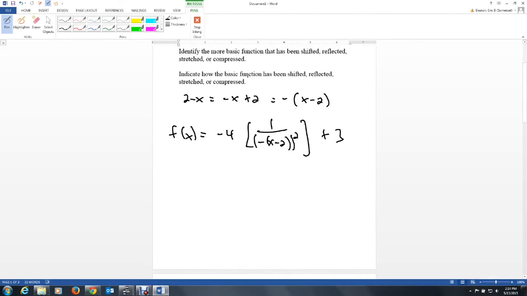So now we can answer these questions. For the first one, identify the more basic function that's been shifted, reflected, stretched, or compressed. Compressed also means shrink. I'm going to use y equals. If I take out all the minus signs and all the non-1 numbers like the 4, 2, and 3, what's left is 1 over x squared. That's the most basic function.